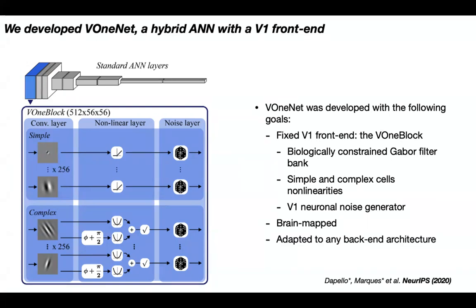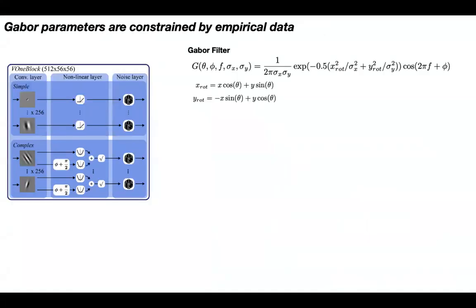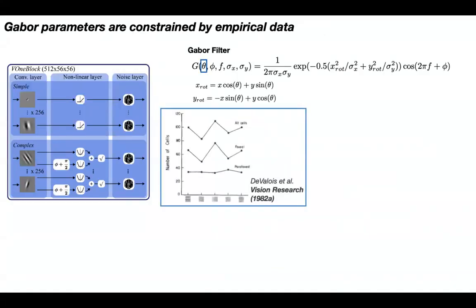And additionally, this was designed completely in a modular framework, so we can adapt this VOne block to basically any convolutional neural network architecture. And just to give you a brief overview of how we constrain the convolutional layer, this Gabor filter bank, by neuronal data.